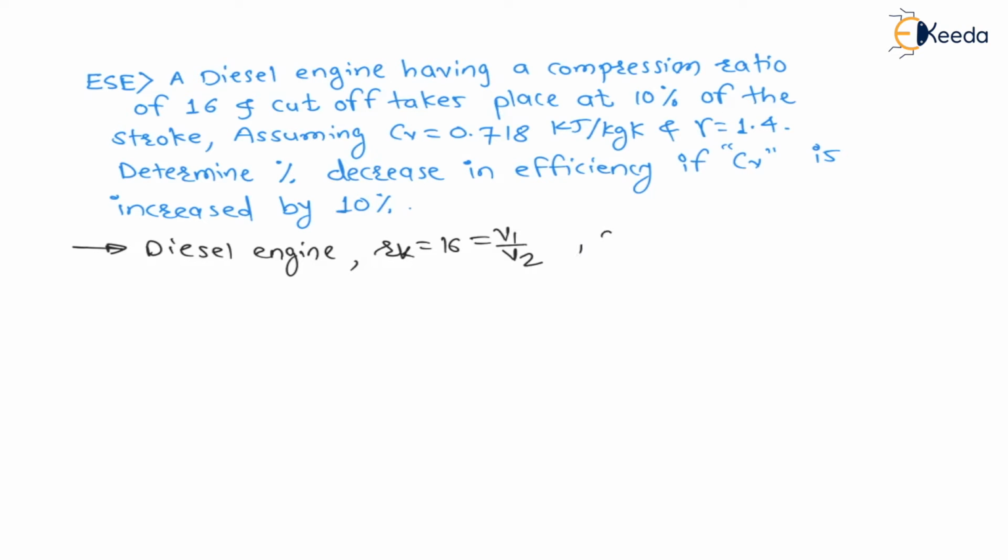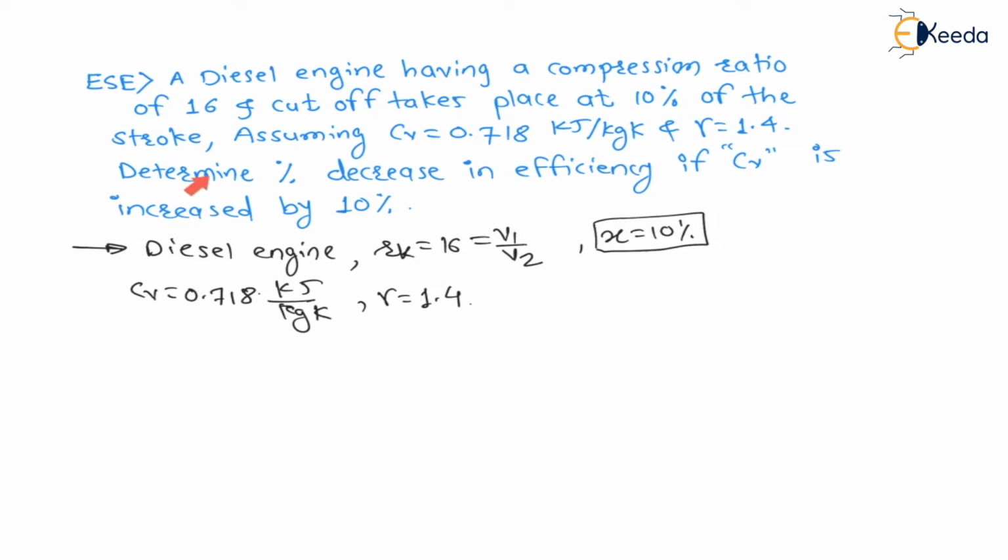Now here cutoff takes place at 10% of stroke, right? That means x is given 10%. We will understand in solution what is the meaning of x. x is nothing but the cutoff takes place at 10% of stroke. Assuming Cv is equal to 0.718 kilojoule per kg Kelvin. Now here they have given the value of Cv, which is nothing but 0.718 kilojoule per kg Kelvin, right? This is the Cv value. Then gamma is equal to 1.4.